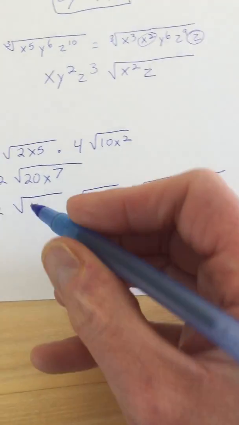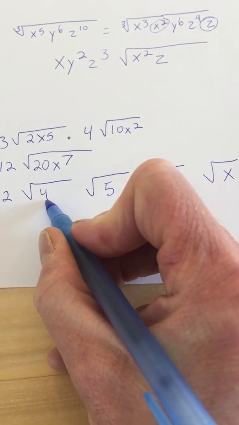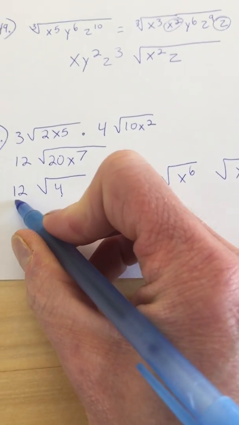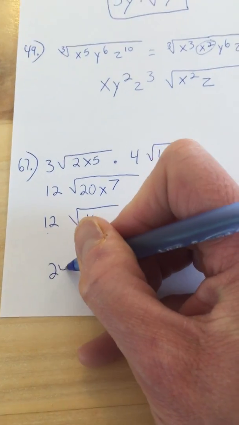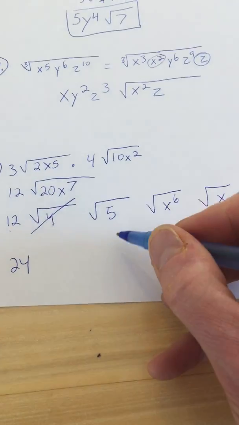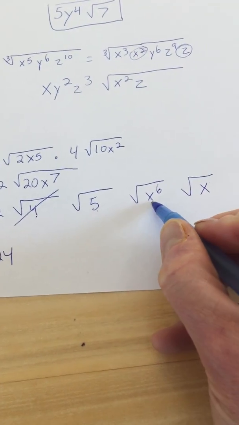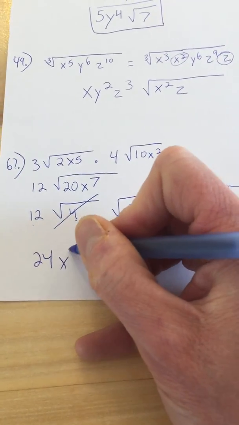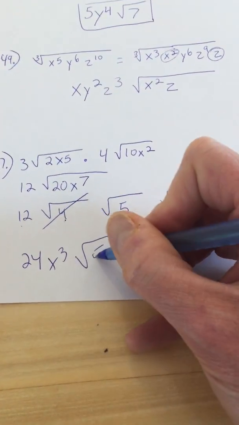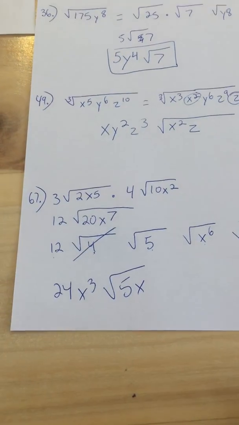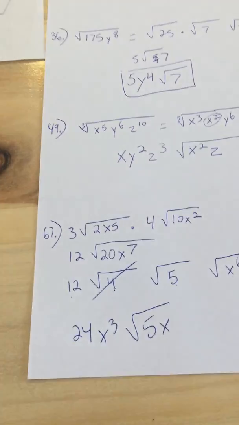And so same thing here, you're going to pull out this 4, or square root of 4, which is 2, and you're going to multiply it by the 12. So 24 will be on the outside. The 5 will stay on the inside. X is going to come out, and it's going to be x to the 3rd. And then 5x will stay on the inside. So that is the answer for that one.